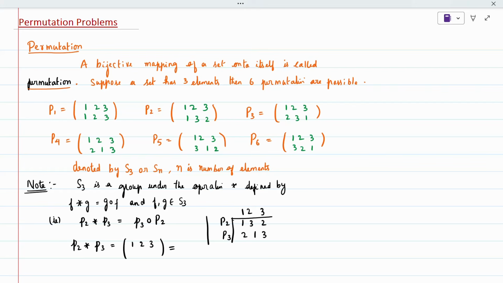So it is denoted by the symbol S3. Only three elements means S3. Four elements means S4, etc. It goes on. It is Sn, where n is the number of elements, how many elements you have.